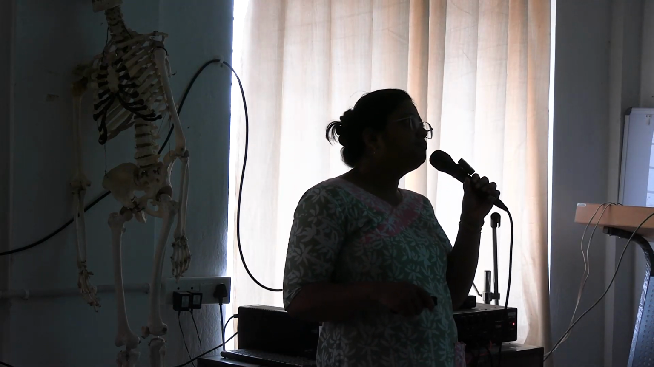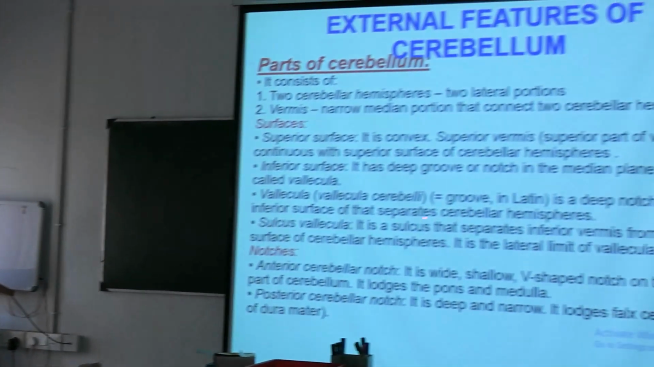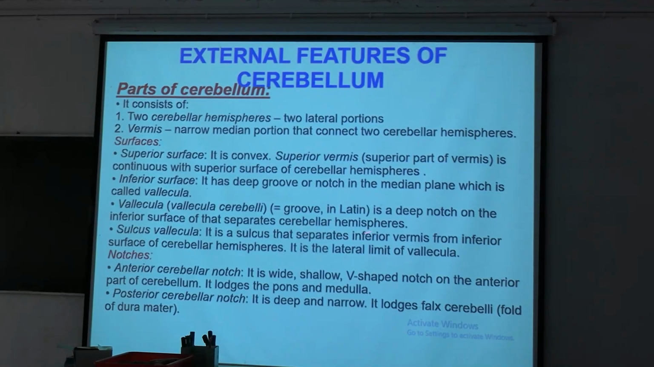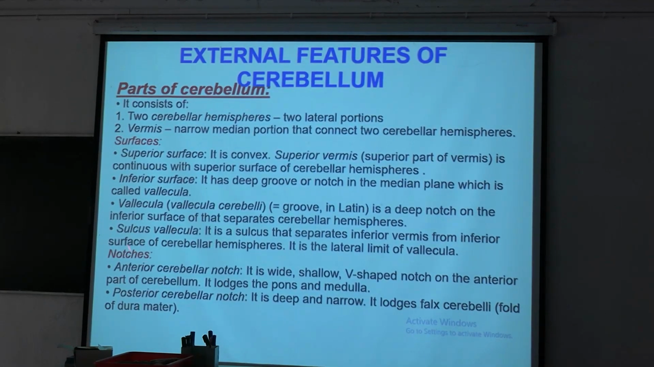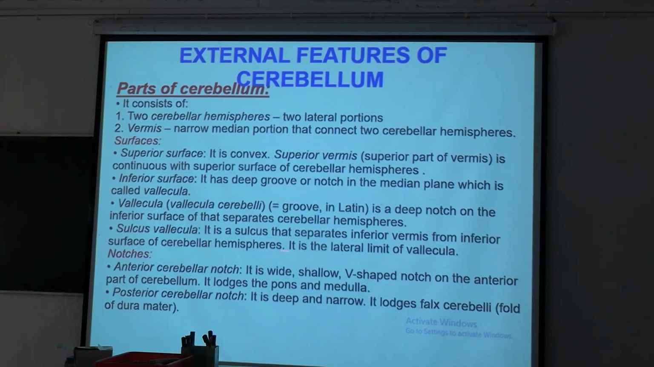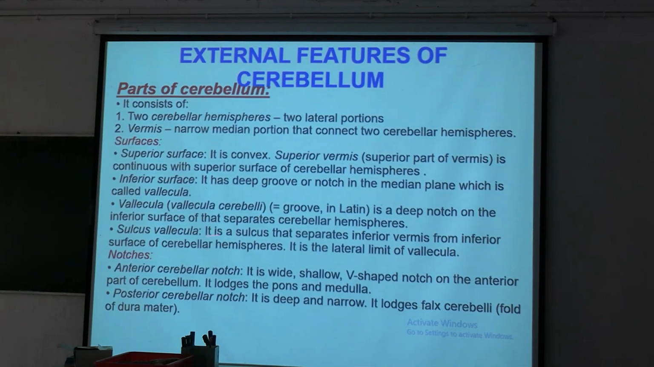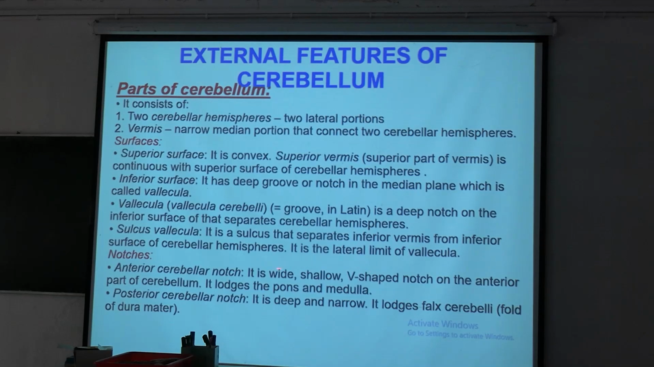Inferior surface has a deep groove or notch in the median plane, which is called vallecula. Vallecula cerebelli means groove in Latin, and it is a deep notch on the inferior surface that separates the cerebellar hemispheres. Next, there is sulcus vallecula. It is a sulcus that separates the inferior vermis from the inferior surface of cerebellar hemispheres, and it is the lateral limit of vallecula.